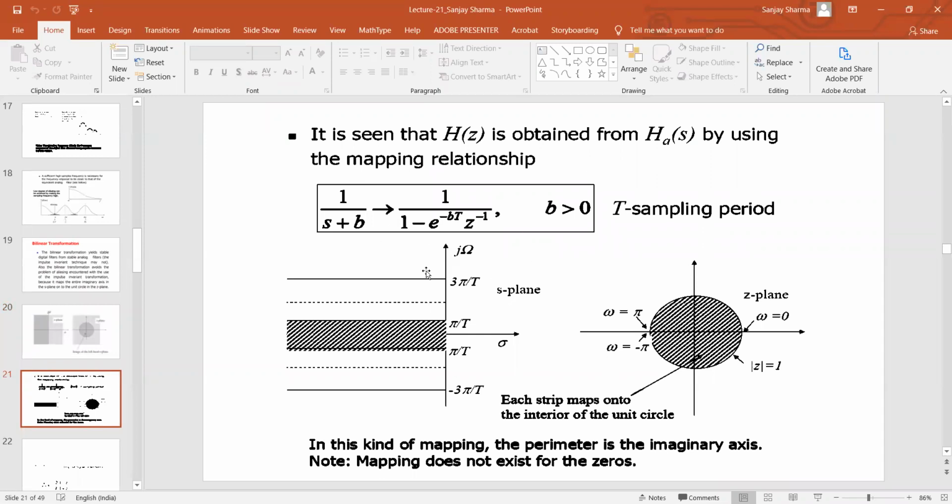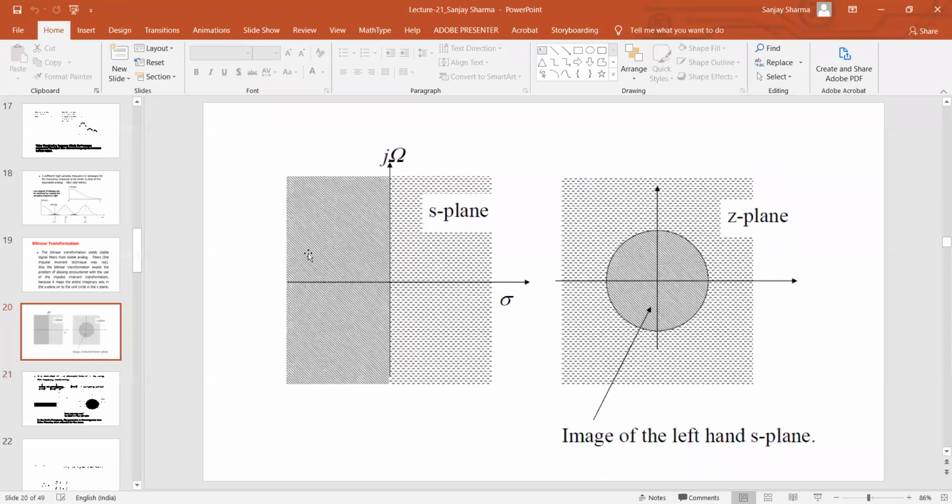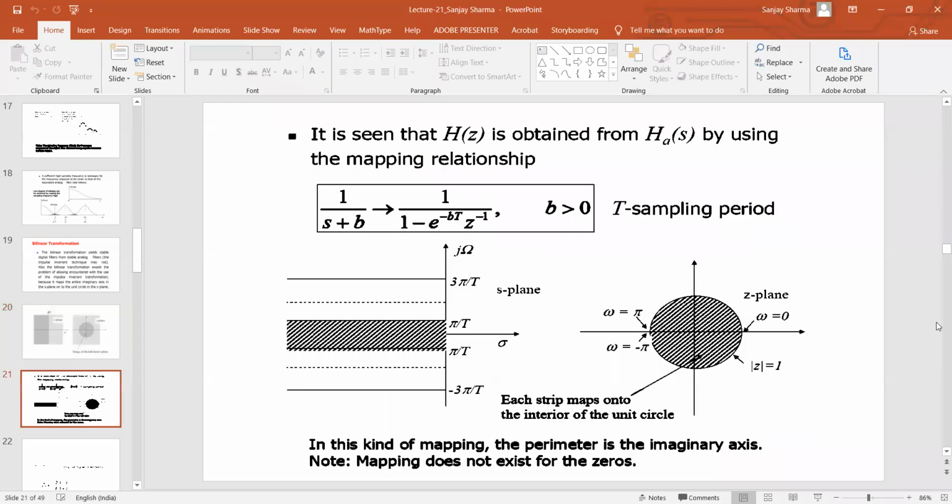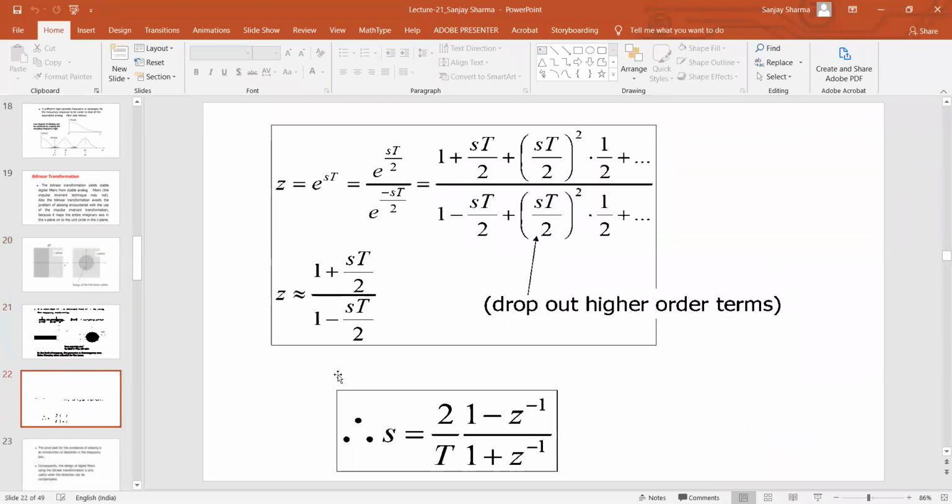Now this is the impulse invariant method, right? Whereas the strips will go inside the unit circle, in the bilinear transformation the left side of the complete omega axis will map into the inside of the unit circle. Now let us see how to actually design digital filters using bilinear transformation.